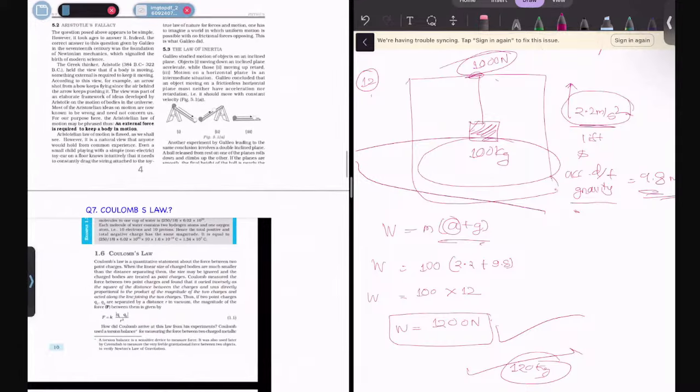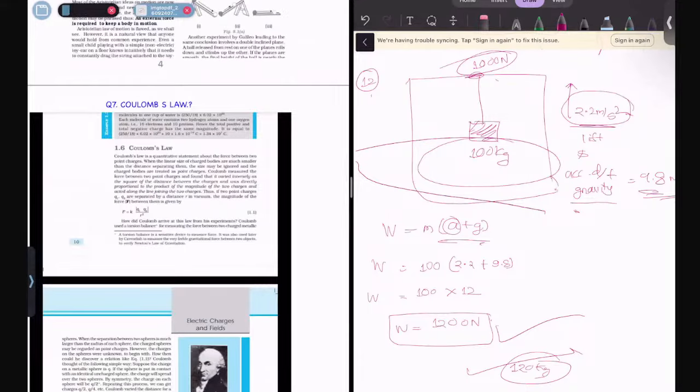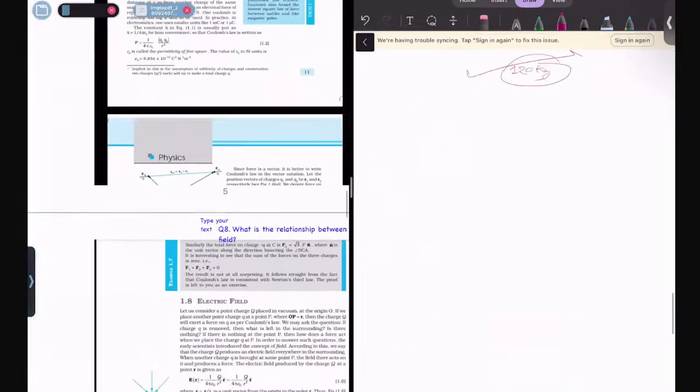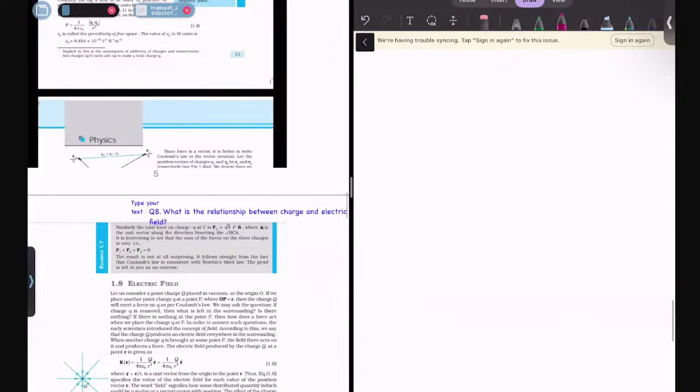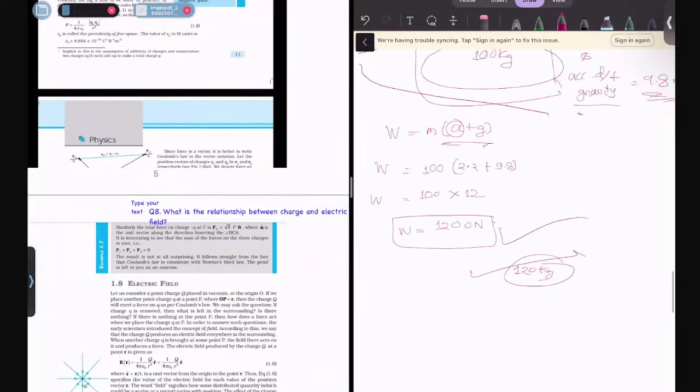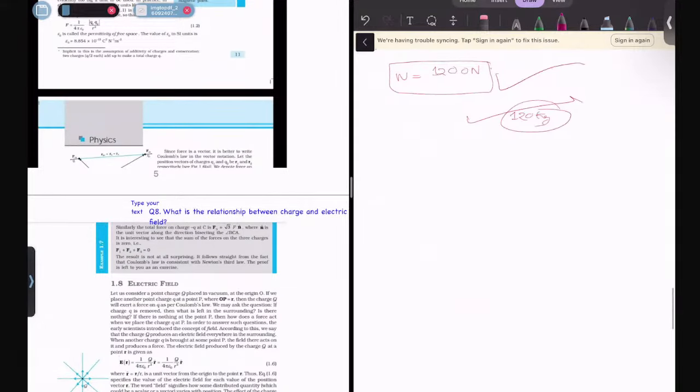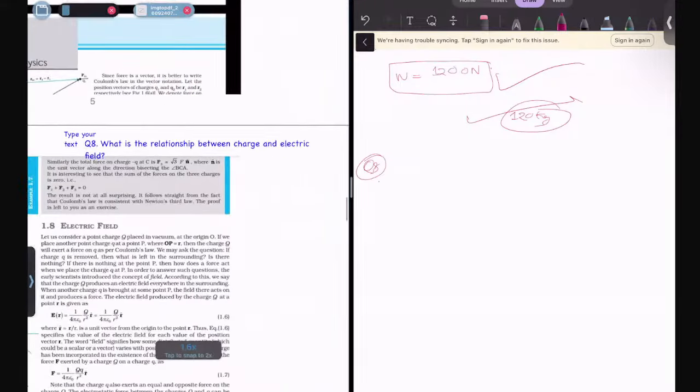Okay, so we'll go to the theoretical part today, where I left it. Moving to question number 8. Two numericals we solved here. Then question number 8. What is question number 8? What is the relationship between charge and electric field?